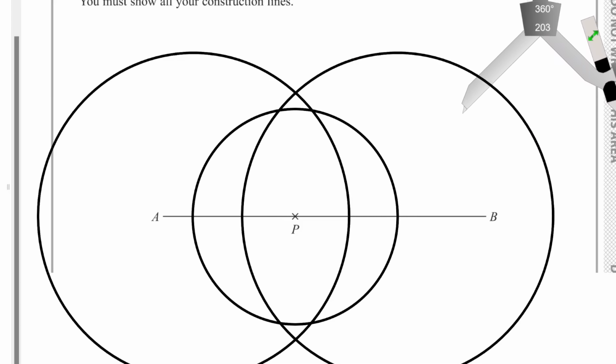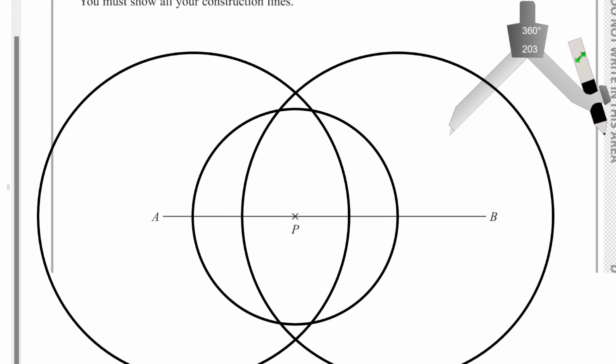So now what we've found is 2 points, one here and one here, that are going to join up to make a 90-degree angle at P. It's a perpendicular bisector of these 2 points. So if we just join this up, we have a 90-degree angle at P. And that is what we wanted.